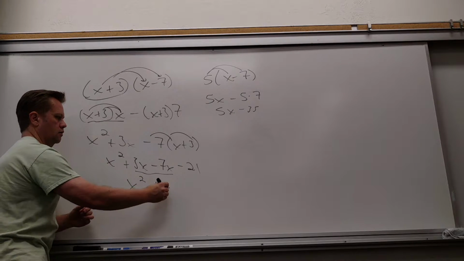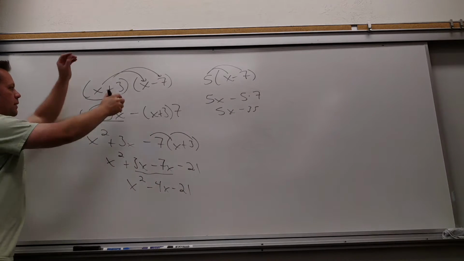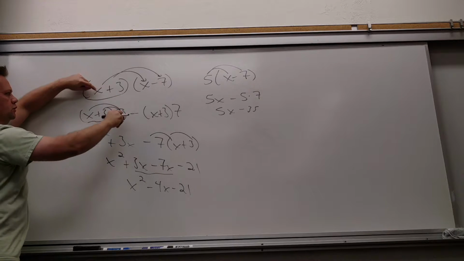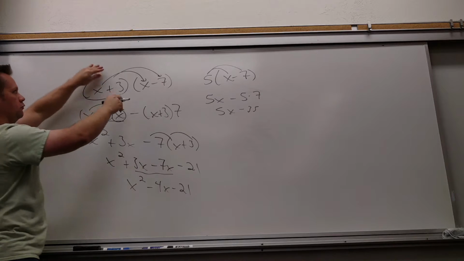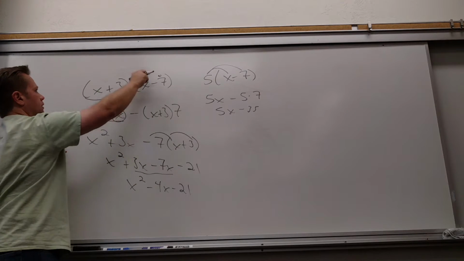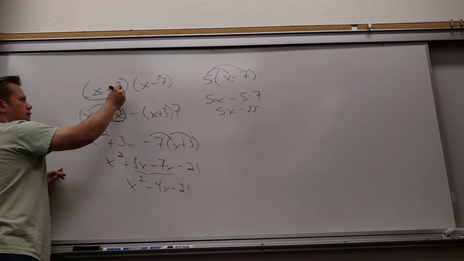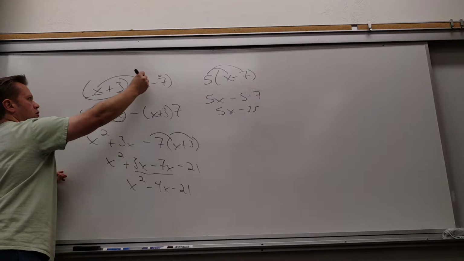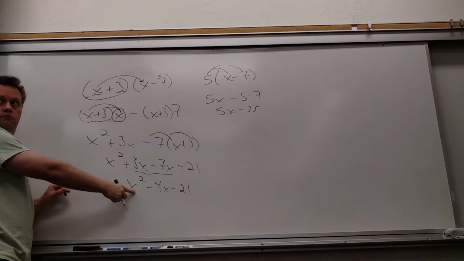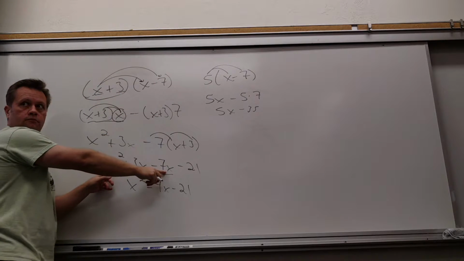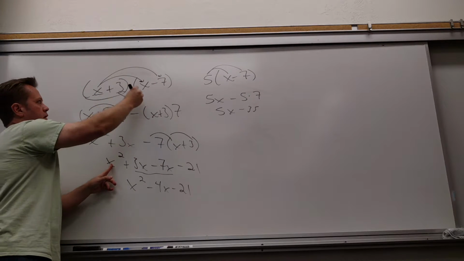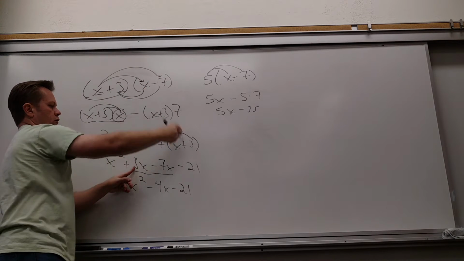Negative 4x. So what ends up happening is this x gets a turn to go through, and the 7 gets a turn to go through. So really, the shortcut then is each piece of this gets to go in. So there's my x squared, right? Here's my minus 7x. Here's my 3x. And here's my minus 21.